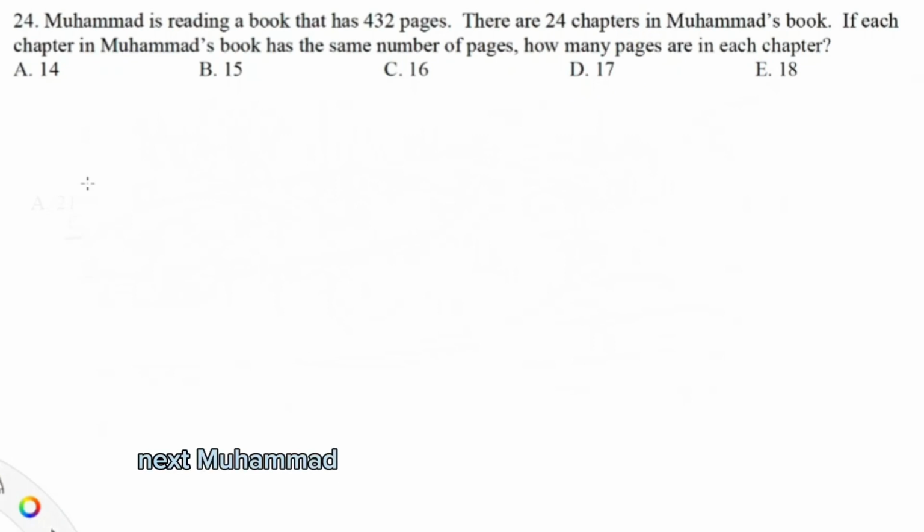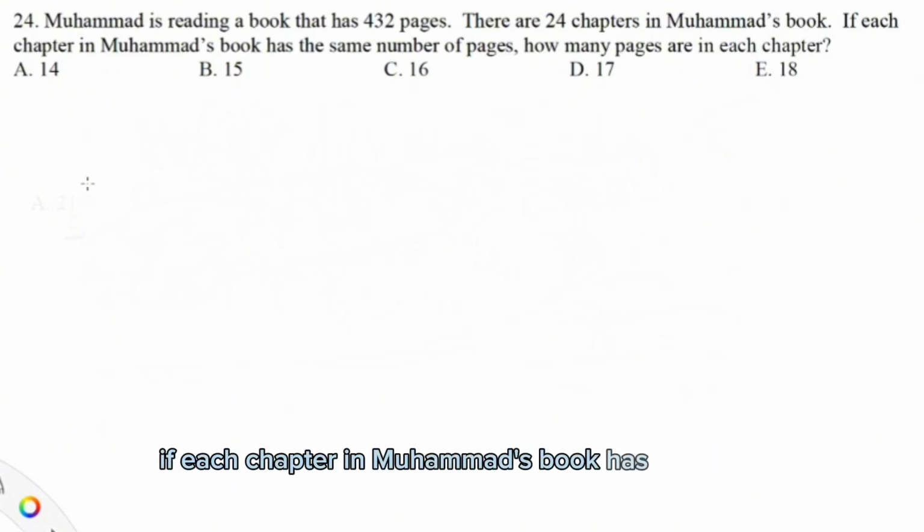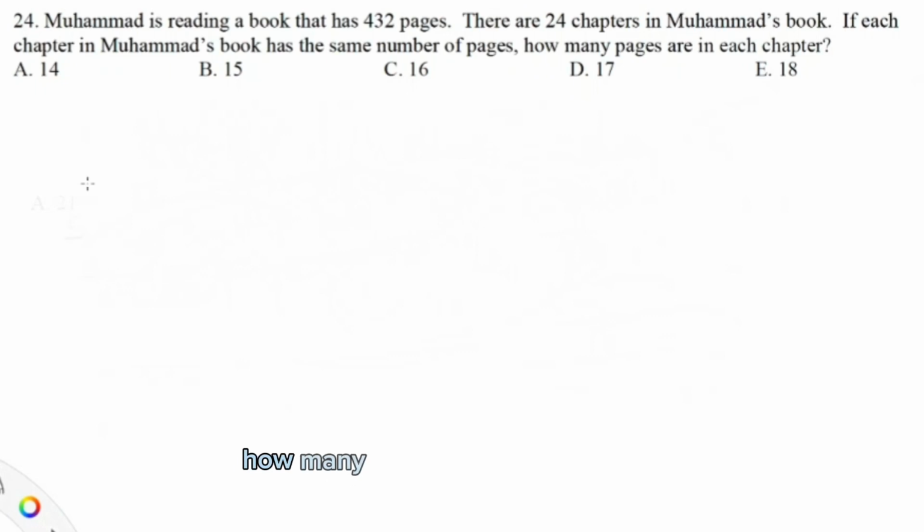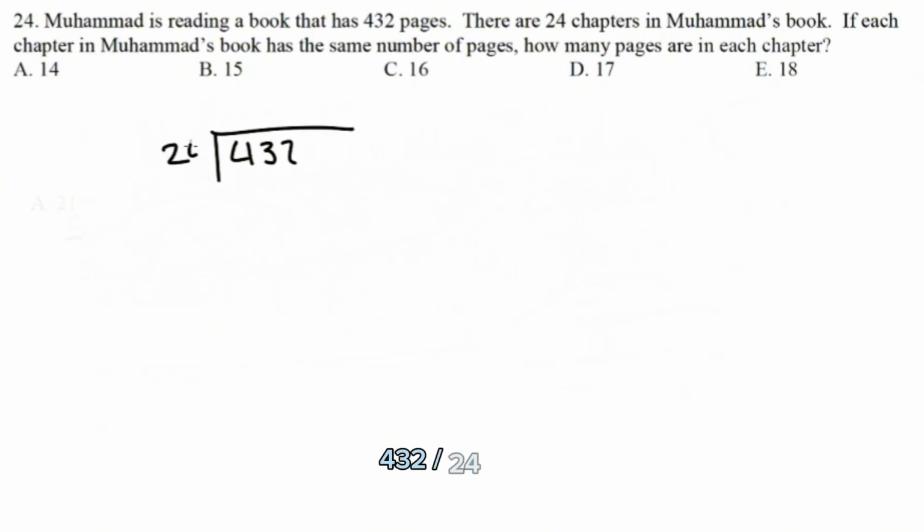Next, Muhammad is reading a book that has 432 pages. There are 24 chapters in Muhammad's book. If each chapter in Muhammad's book has the same number of pages, how many pages are in each chapter? Alright, this is very simple. All we have to do is 432 divided by 24. So let's do it.